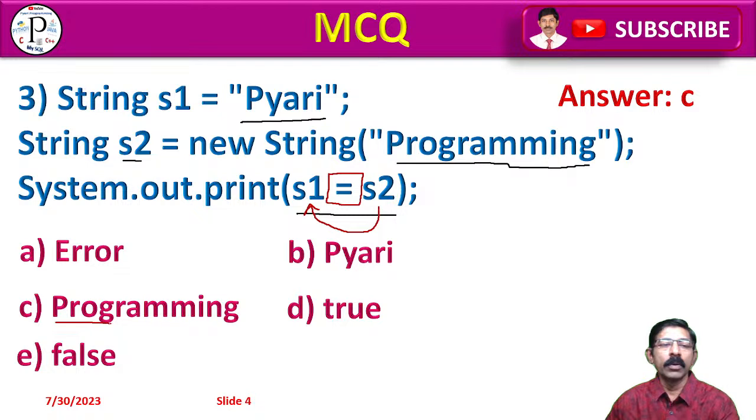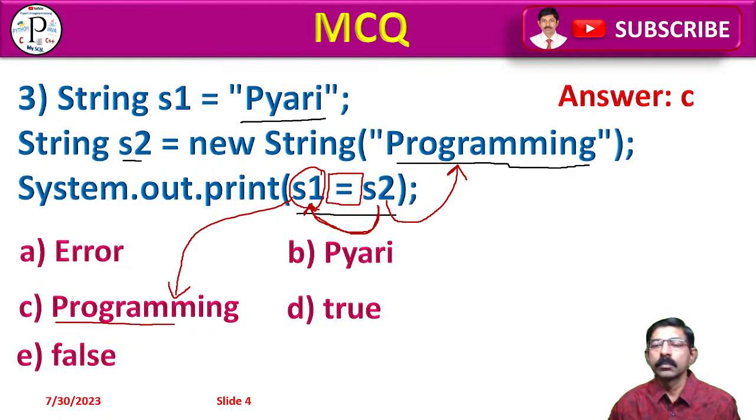Why? Because S2 contains programming. S2 contains programming which is assigned to S1. Now I'm displaying the variable S1. So that's why the output will be programming. Now understood?